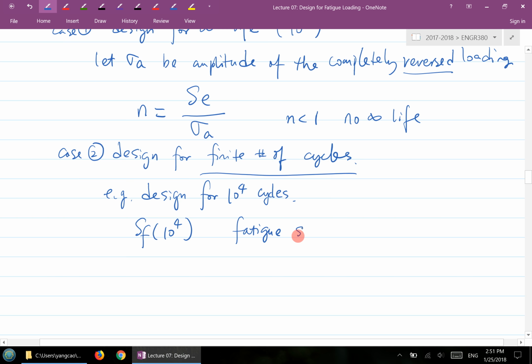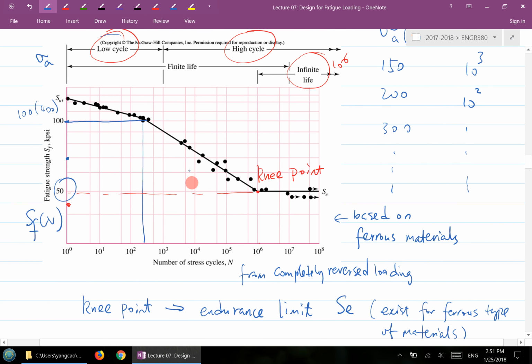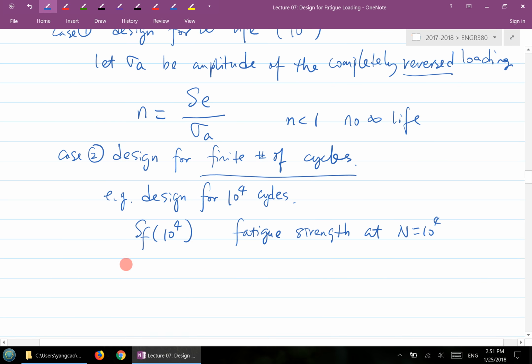So what is the fatigue strength at N equal to 10 to the power 4? And of course, if you have these diagrams here, you just go to 10 to the power 4 here. So that's your fatigue strength. That's your fatigue strength. So that's how much it is.